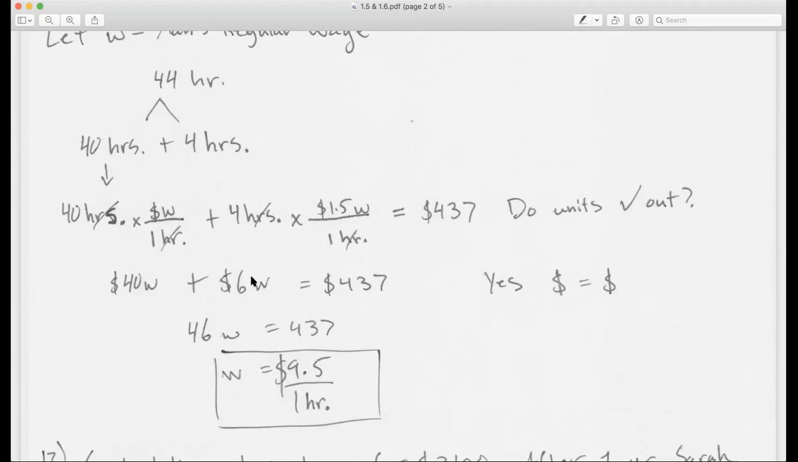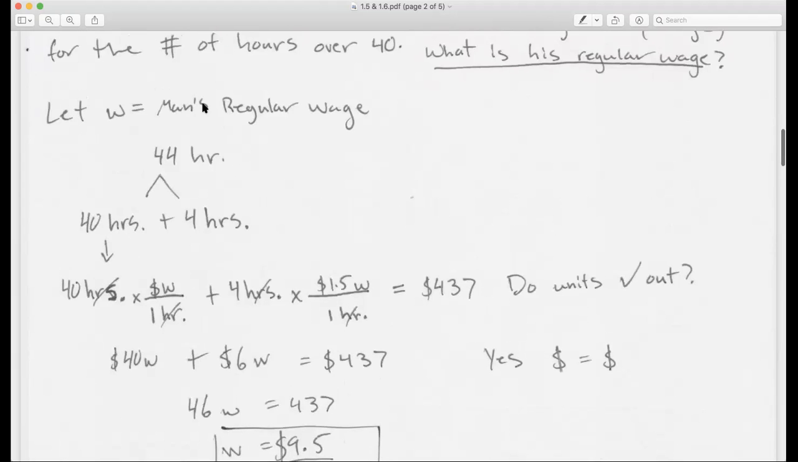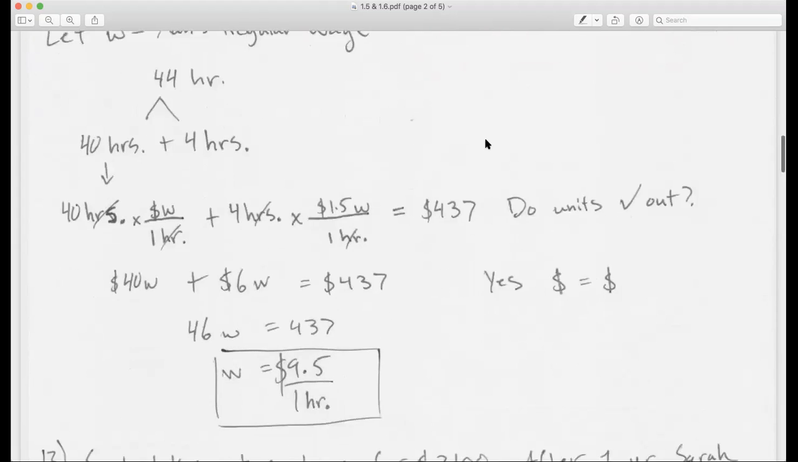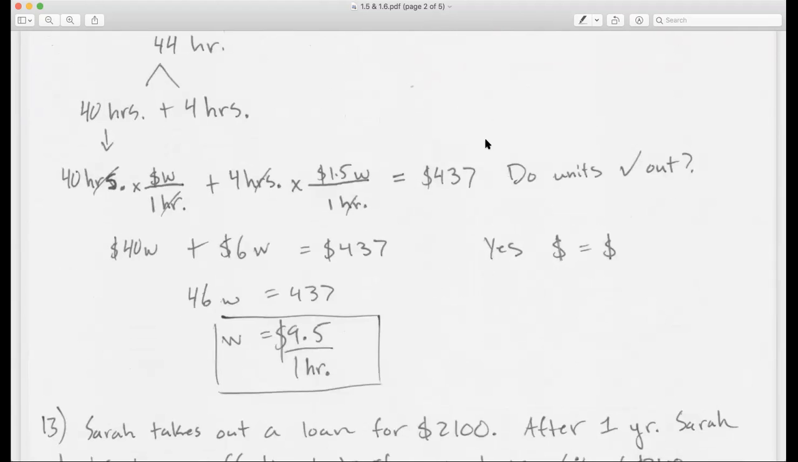So then I add these two together to get 46W equals 437. And then I divide 46 on both sides. 437 over 46 is 9.5. And again, that's going to be in dollars per hour. Okay. So that's what W is. W is the man's regular wage in dollars per hour. So that's the answer. Okay.